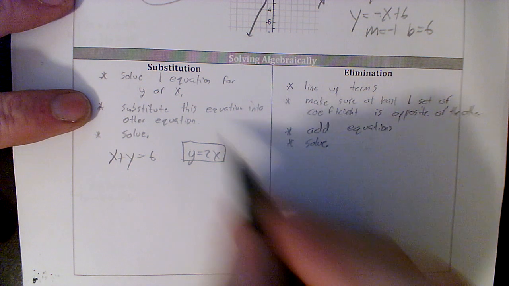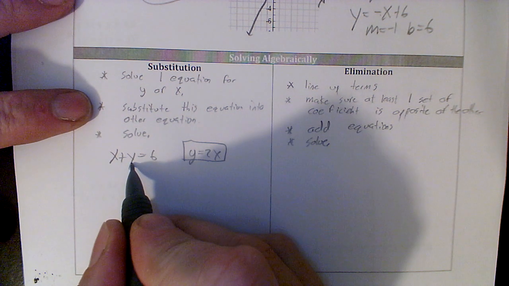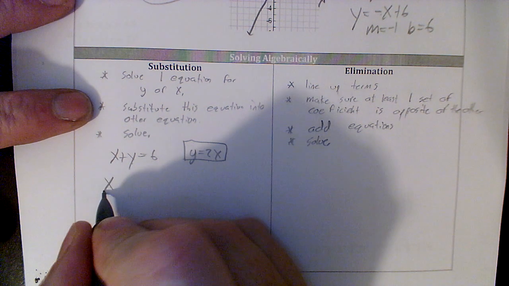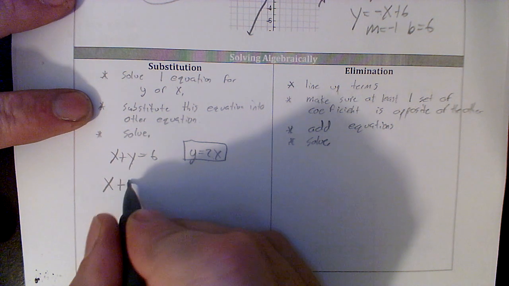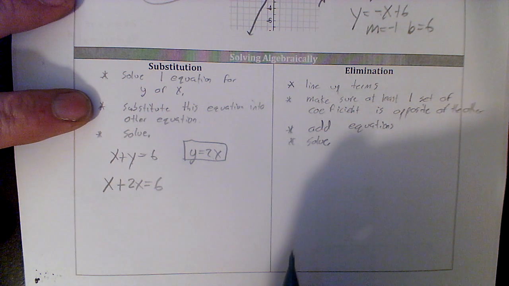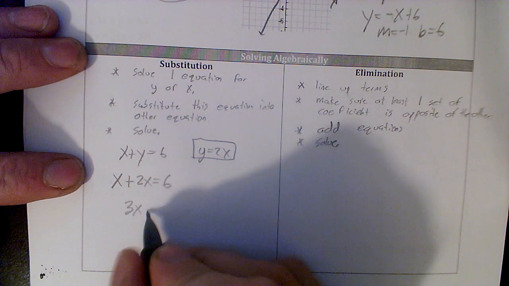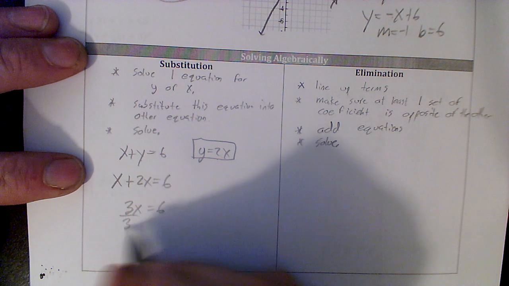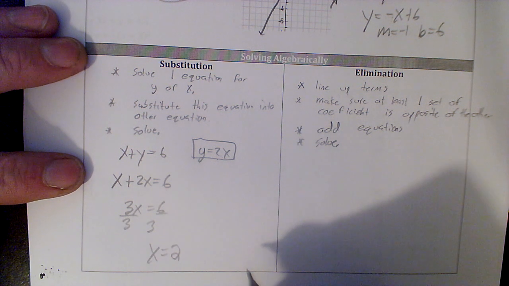Substitute this equation into the other equation. So I'm going to take this equation and plug it in for the y over here. So instead of writing y, I'm going to write x plus, well, y is 2x, so I can say 2x. What that's done is it's now just given me one variable to solve for. I just solve this like regular. X plus 2x is 3x, which equals 6. If I divide by 3, x equals 2, right?